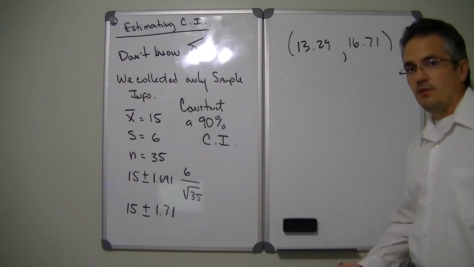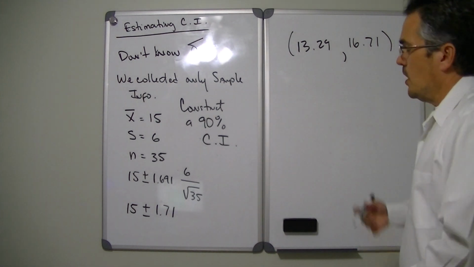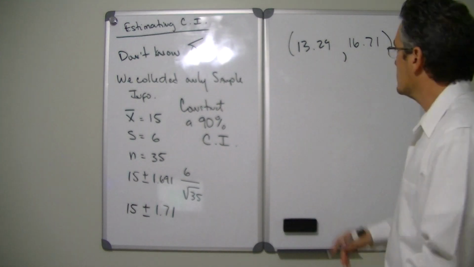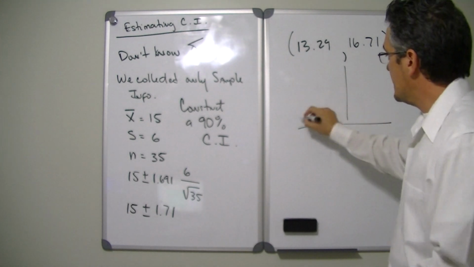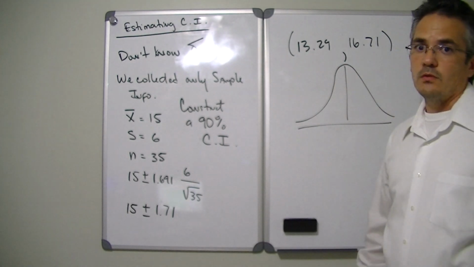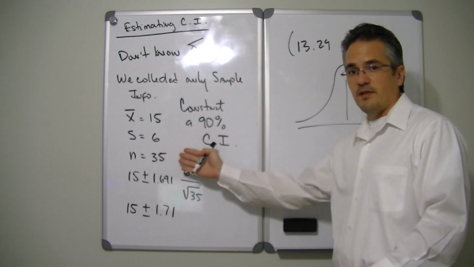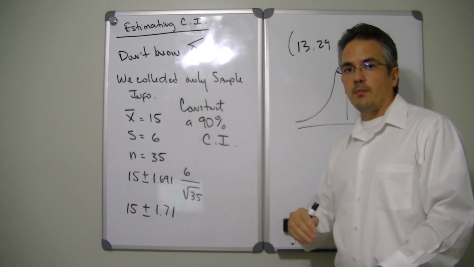Now again, what can you say with a confidence interval? Well, imagine that somebody asks you, what is the population mean? The answer is, I don't know, because I didn't collect population. I only collected a sample of 35 people. So I don't know where my population mean is.